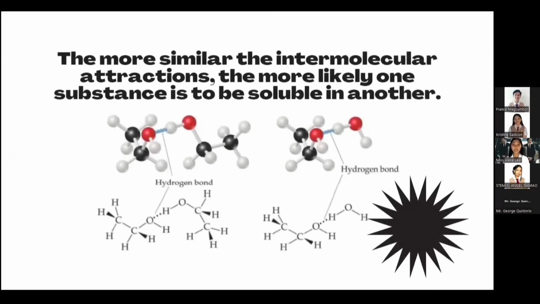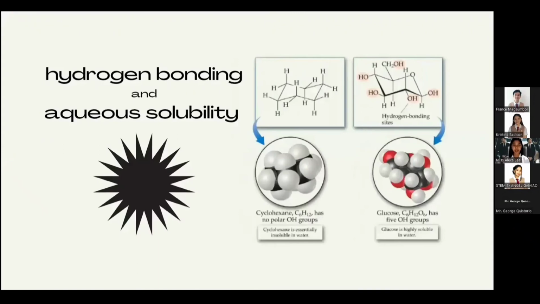The more similar the intermolecular attractions, the more likely one substance is to be soluble in another. On the screen, as you can see, it is a hydrogen bond. Hydrogen bonding and aqueous solubility. The example here is cyclohexane. C6H12 has no polar OH groups, and cyclohexane is essentially insoluble in water, and glucose, C6H12O6, has 5 OH groups. Glucose is highly soluble in water.